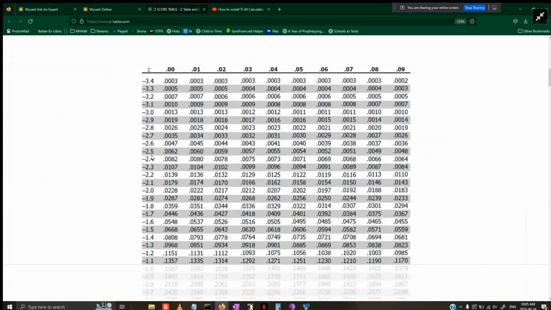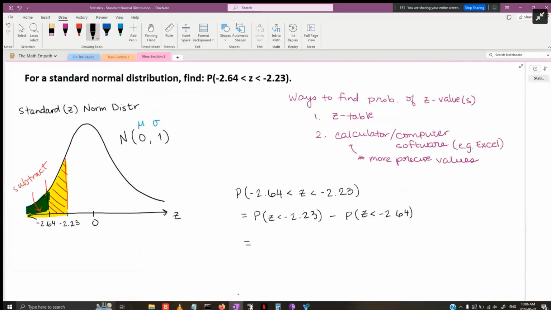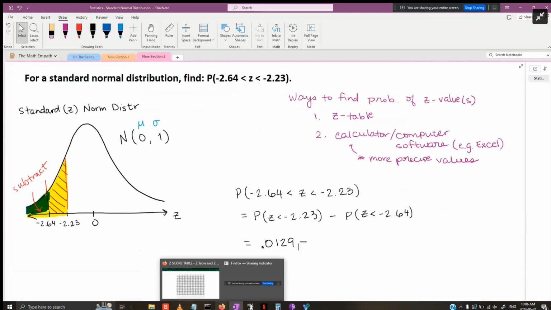So to find negative 2.23, here's negative 2.2. My mouse is circling it, and I'm going to go over until I hit 0.03, that hundredths place of that z-score. And the probability or area up to that specific z-score is negative 0.0129. I feel like when I've said negative a lot, I'm going to just keep saying it, but we do not want to get that mixed up.